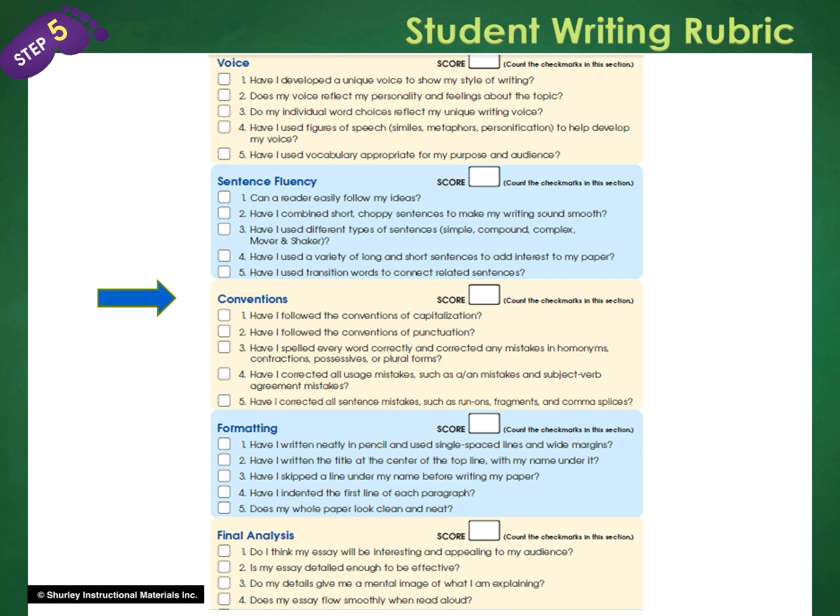Students will edit their work for the conventions of writing, including errors in capitalization, punctuation, usage, spelling, and grammar. They'll correct any sentences with run-ons, fragments, or comma splices. Formatting is next on the rubric. Students will review the format of their writing piece, making sure that they have followed standard guidelines in order to produce a neat, easy-to-read copy. Finally, the rubric will help students evaluate their writing piece to make sure it is interesting and appealing to their audience. They will also assess whether or not their details paint a mental picture of what they are explaining.